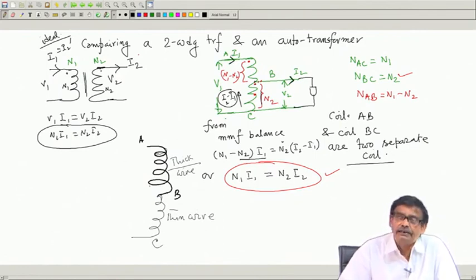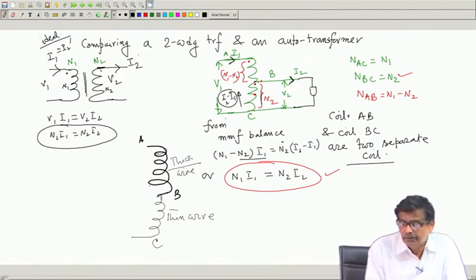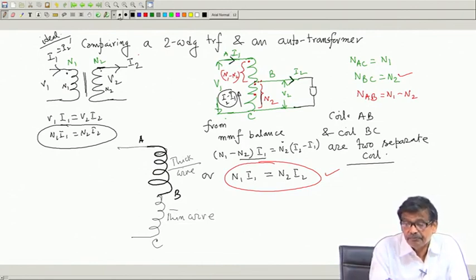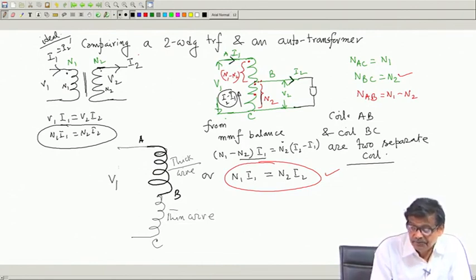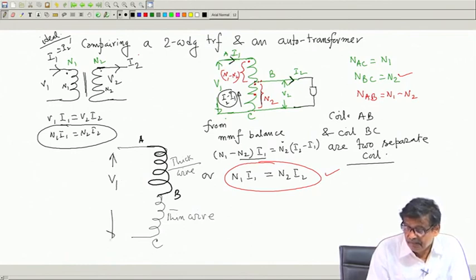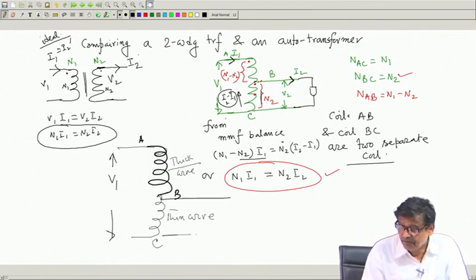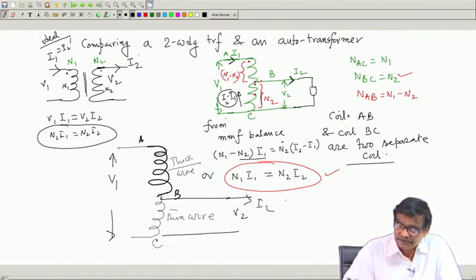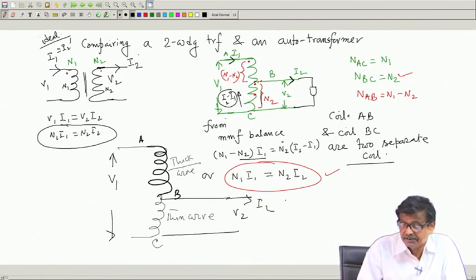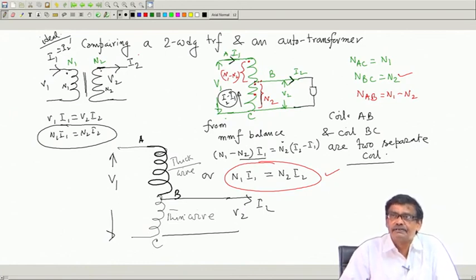Therefore, it looks like I will be transforming a voltage V 1 to a voltage V 2 and it will deliver a current I 2, no doubt it will handle the same volt ampere, but it looks like you will be able to save some copper volume. I will continue with this in the next lecture. Thank you.